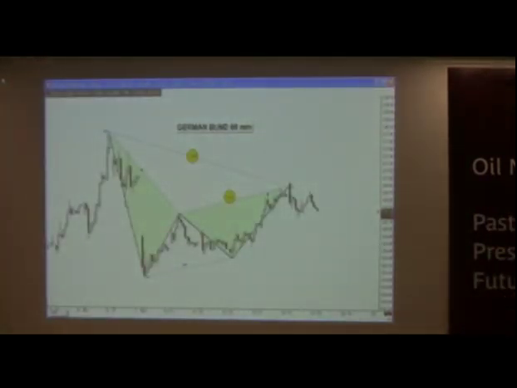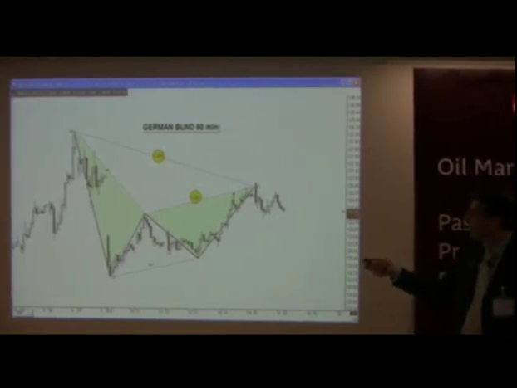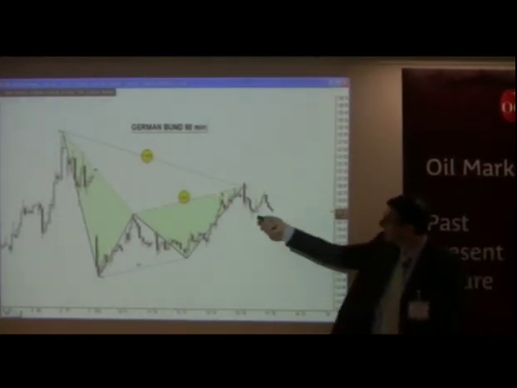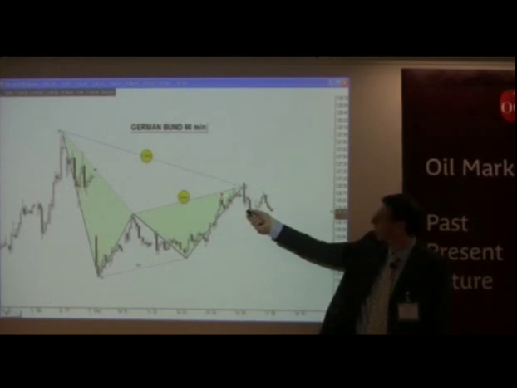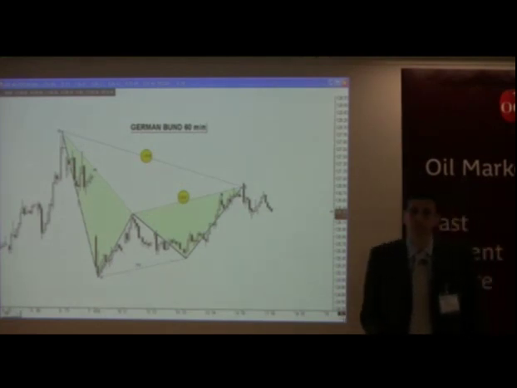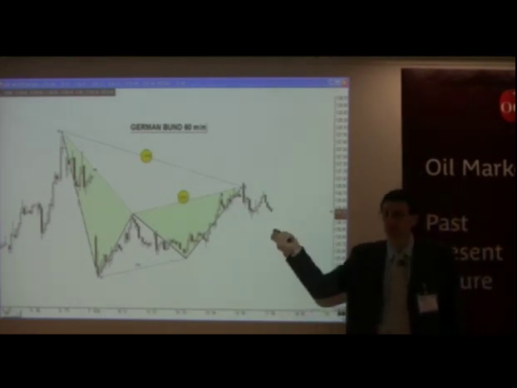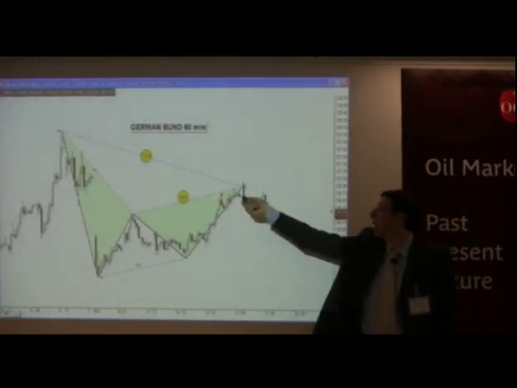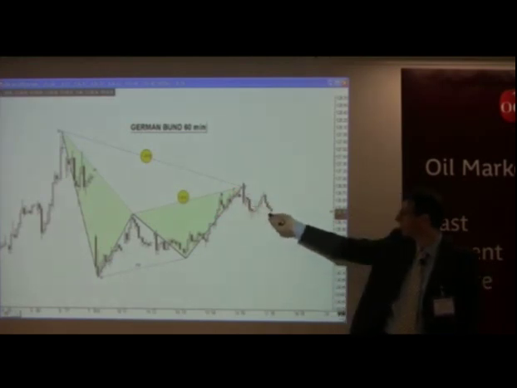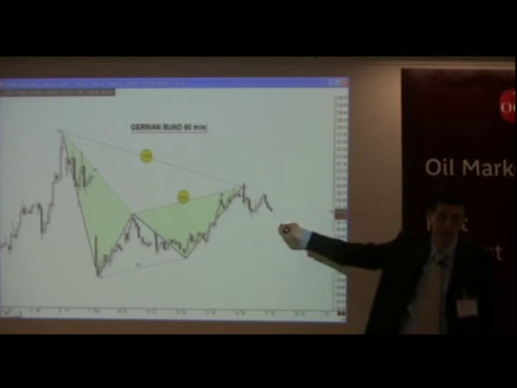Example, German Bund, 60 minute. X, A, B, C, D. At 618, at 1618, these ratios. And the A, B, C, D is at this little dot. Close, not exact, but close. Is it close enough? It's up to you. You might say yes, you might say no. Do you take it although it's lower? It's up to you. But here you sell. All the way up here, you do nothing. Here you sell. This was from 2 days ago. I don't know what's done today.